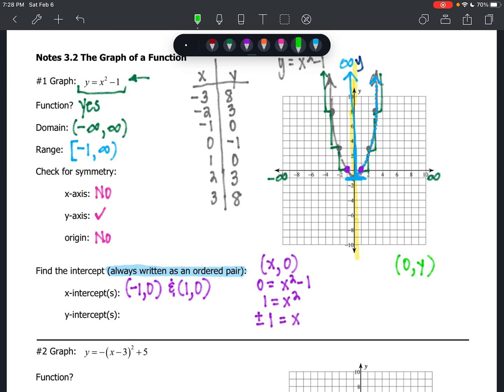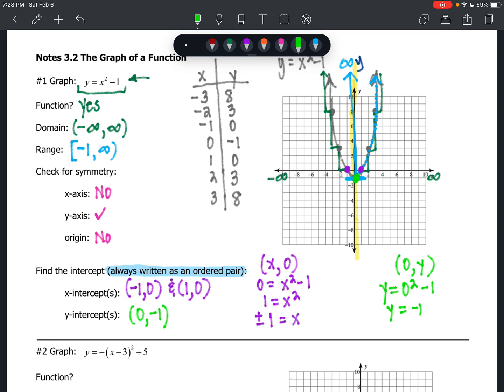Okay, the y-intercept is the value of y when x is 0. So y equals 0 squared minus 1. Y equals negative 1. And indeed, you can see on our graph that that is the y-intercept, 0, negative 1. So it's the location as an ordered pair. So that's something that we know.